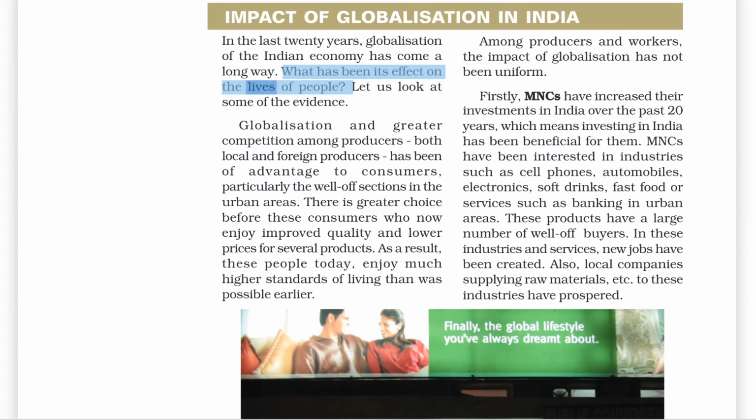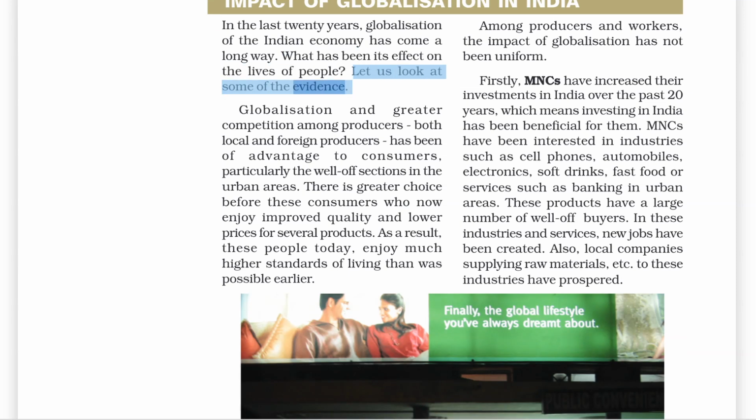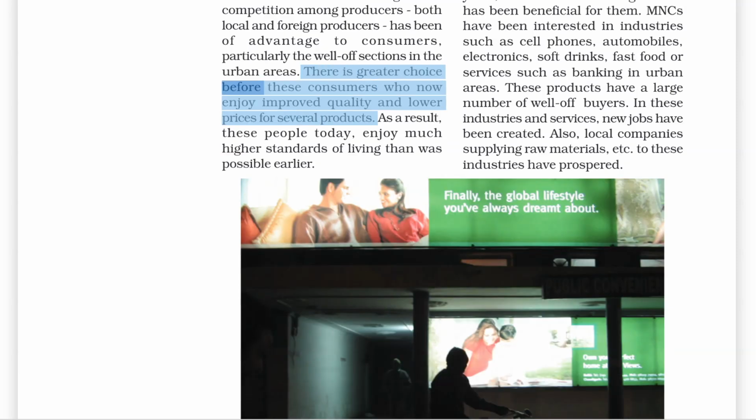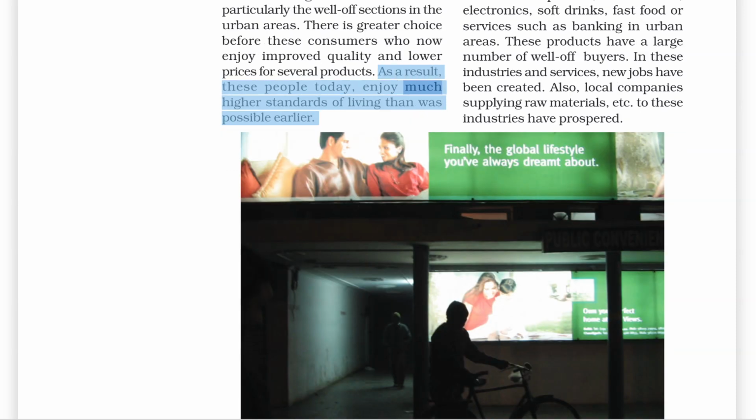What has been its effect on the lives of people? Let us look at some of the evidence. Globalization and greater competition among producers, both local and foreign producers, has been of advantage to consumers, particularly the well-off sections in the urban areas. There is greater choice before these consumers who now enjoy improved quality and lower prices for several products. As a result, these people today enjoy much higher standards of living than was possible earlier.